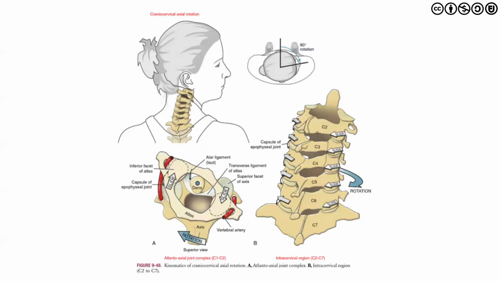Carol Oatis gives a nice graphic here to show this process occurring, beginning first at the atlantoaxial joint complex and then moving into the lower cervical spine. And you can begin to appreciate how each level is contributing to the global range of motion that we see.